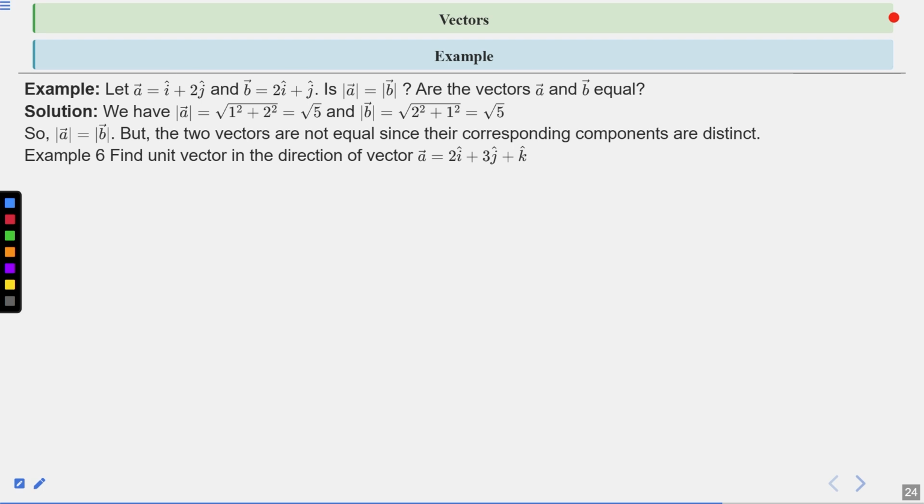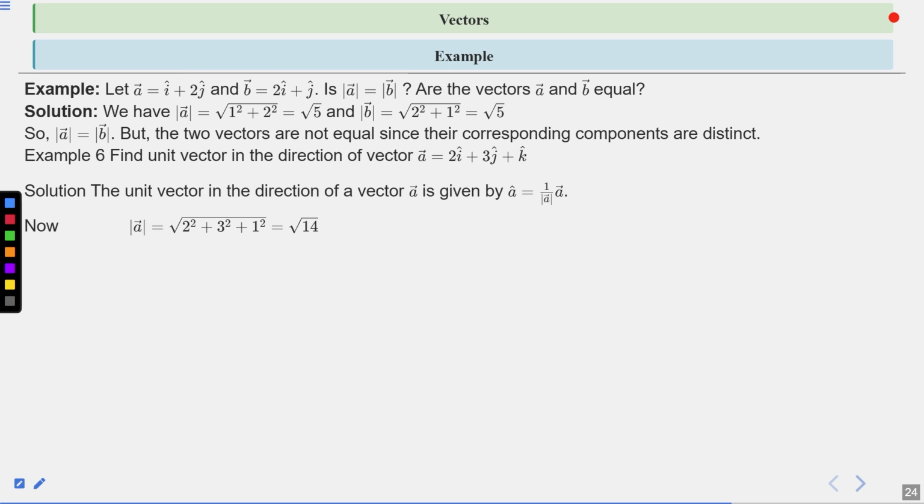One more question. Find the vector in the direction of vector a, where a = 2i cap + 3j cap + k cap. First of all, we calculate the unit vector in the direction of vector a. So it will be a cap = 1 upon mod of a vector, times a vector.